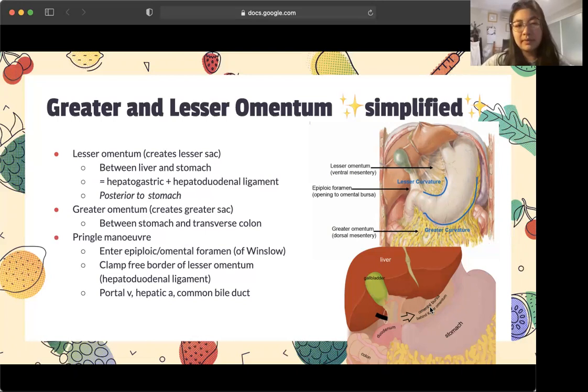We want to be aware of something called the Pringle maneuver, which is where they clamp off the portal triad. Actually, yeah, they do. And where this is located is going to be in that free border of the lesser omentum, which is also known as the hepatoduodenal ligament. So associate all these terms together.